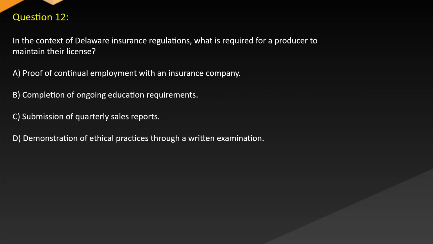In the context of Delaware insurance regulations, what is required for a producer to maintain their license? A. Proof of continual employment with an insurance company. B. Completion of ongoing education requirements. C. Submission of quarterly sales reports. D. Demonstration of ethical practices through a written examination.